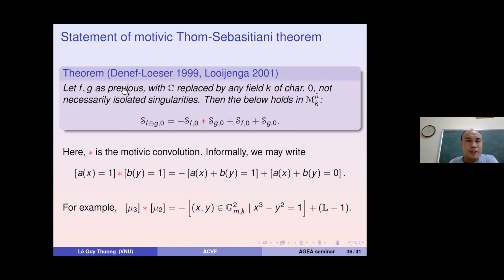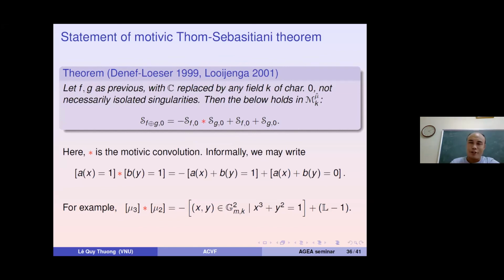In this case, we can consider any fields of characteristic 0, not necessarily isolated singularities, and we also have a motivic version of the Thom-Sebastiani theorem. The motivic Milnor fiber of f plus g at 0 is equal to this one, and the motivic Milnor fibers of f at 0 and of g at 0. Here is a motivic convolution, but the definition is quite complicated.